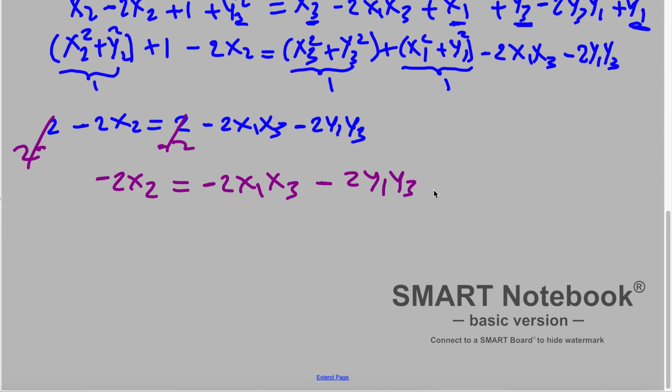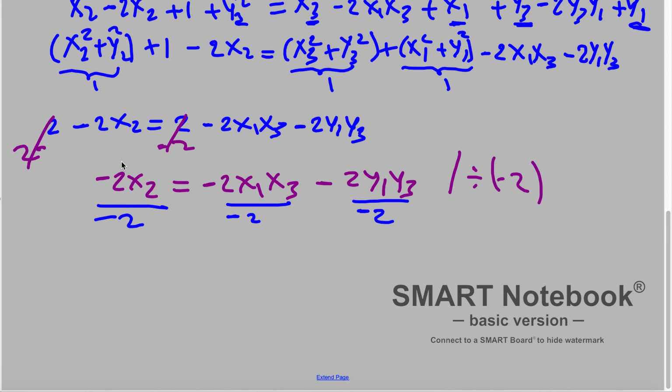2y1y3. And now we divide everything by minus 2. We divide this term by minus 2, and the other term by minus 2. So minus 2 divided by minus 2 simplifies to positive 1, times x2 is x2. So we have x2. On the other hand, this one we can simplify by minus 2, positive 1 times x1x3. And here we divide minus 2 by minus 2, which is 1. Same thing happened, and this is plus y1y3.